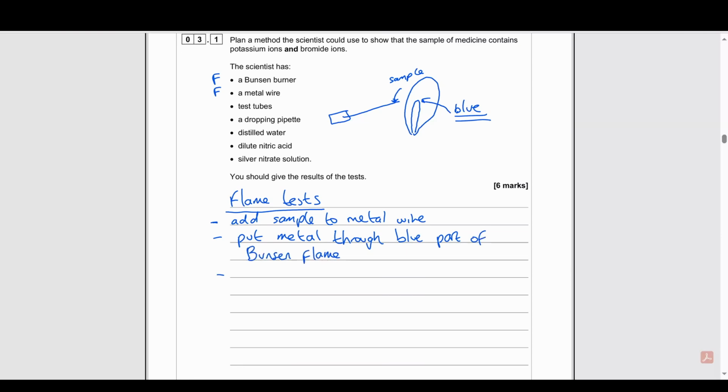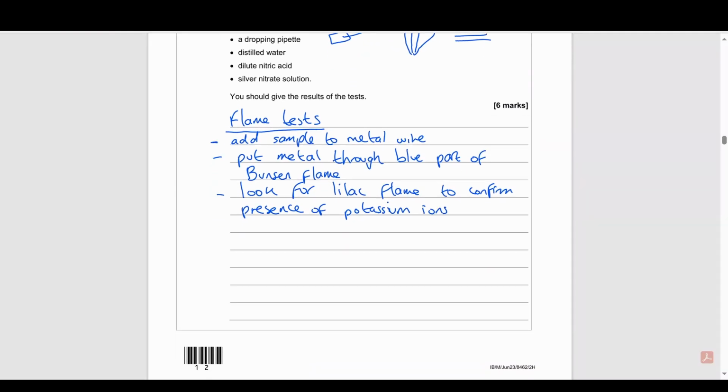Now remember that we need to give the results of the test. So we need to remember our flame test colors at this point now. So with potassium, it's going to be a lilac flame. So what we're looking for is a lilac flame, and that will confirm the presence of potassium ions. So now we're describing our bromide ions. And for that, we need to use nitric acid and silver nitrate.